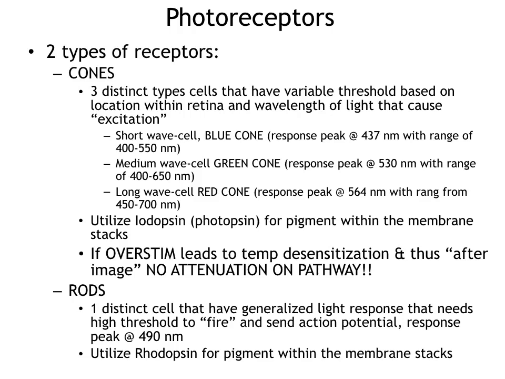The other type is the rod. The rod has one single distinct cell that is generalized to various lights, but needs a distinct amount of energy imparted on it to reach threshold in order to fire and send the action potential. The rods are what we usually use for low energy stimulus, such as what we see at night, and utilize what's known as rhodopsin for the pigment within the photoreceptor itself.